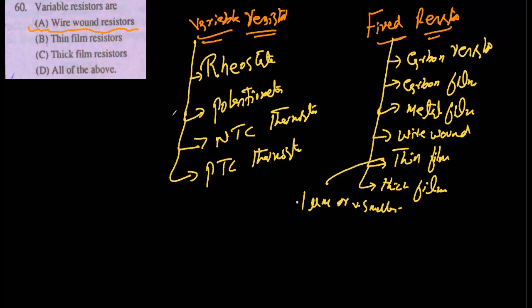Okay, but in this book, the correct option is option A, that is wire wound resistor.